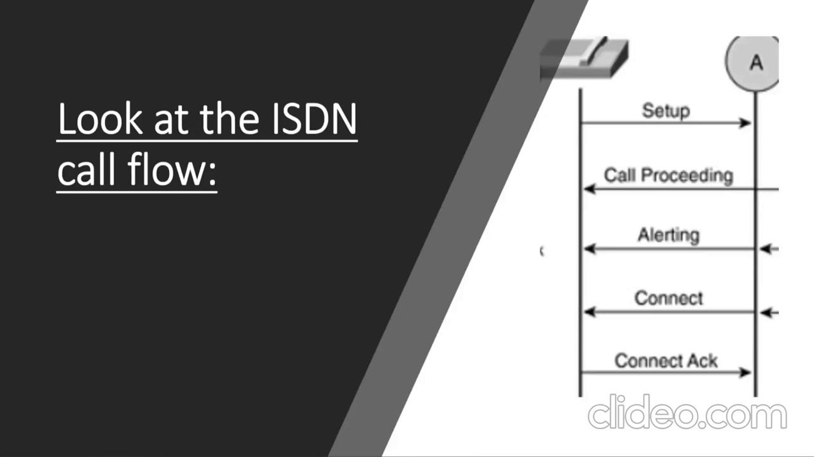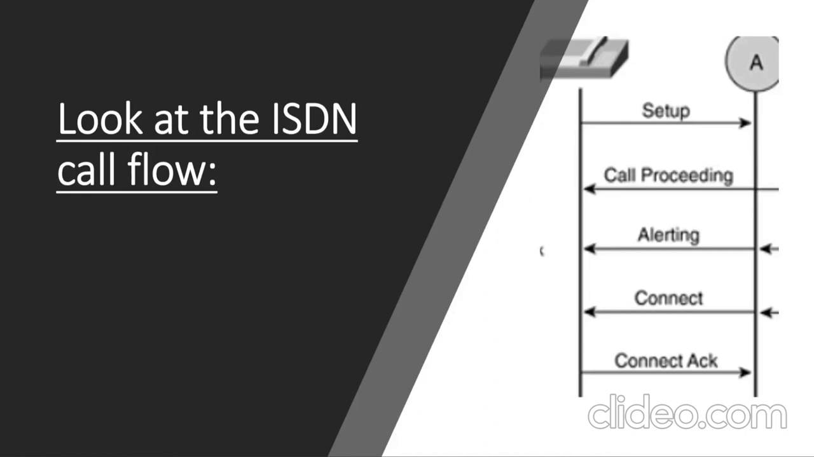Today we are going to look at ISDN call flow, and we will be analyzing sample output of debug ISDN Q931. In the last video we learned how to troubleshoot ISDN layer 1 and layer 2 and all kind of PRI troubleshooting. Today we'll be looking at the debug analysis. But before going to debug analysis of PRI, we should be understanding the call flow.